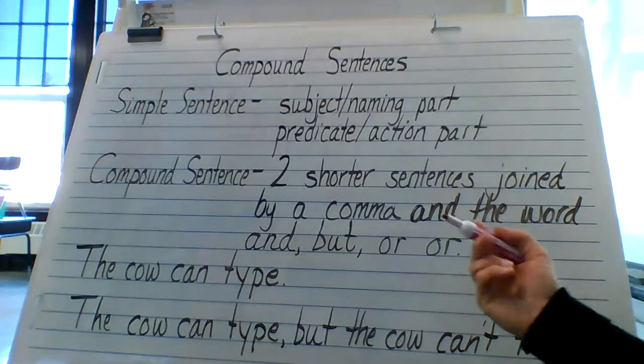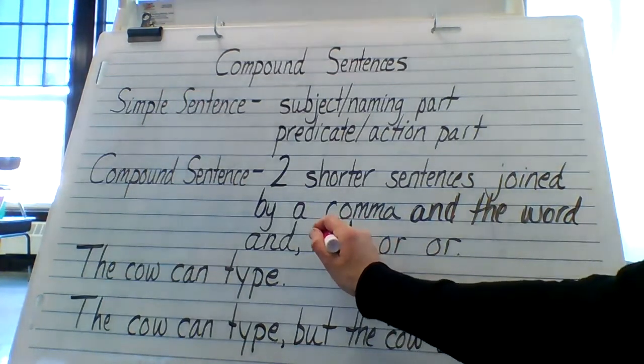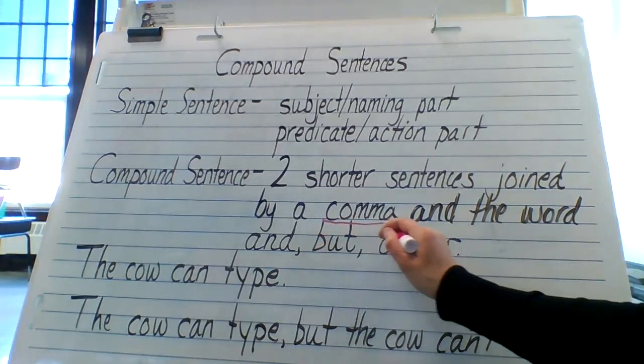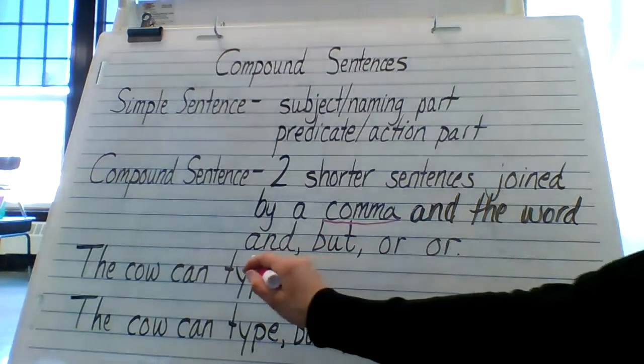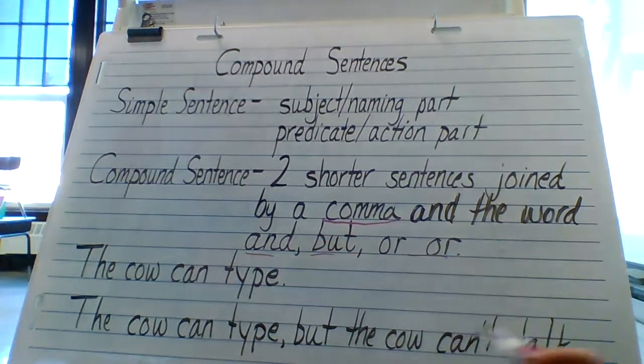So a compound sentence is when we combine two shorter sentences, or two simple sentences, we could say, and we combine them with a comma, and then we also have the word and, but, or when we combine them. So let's look at what an example might be.